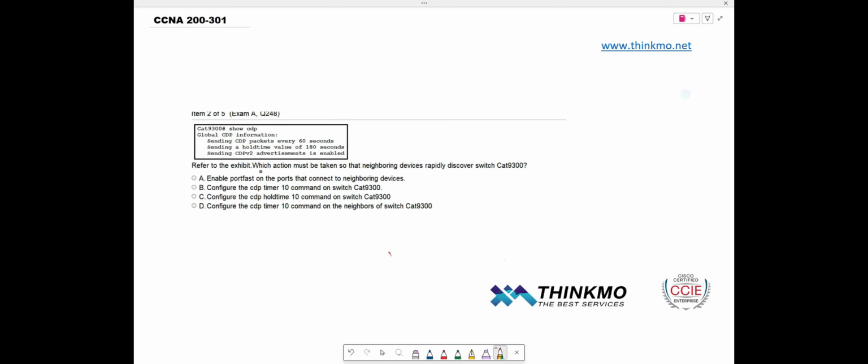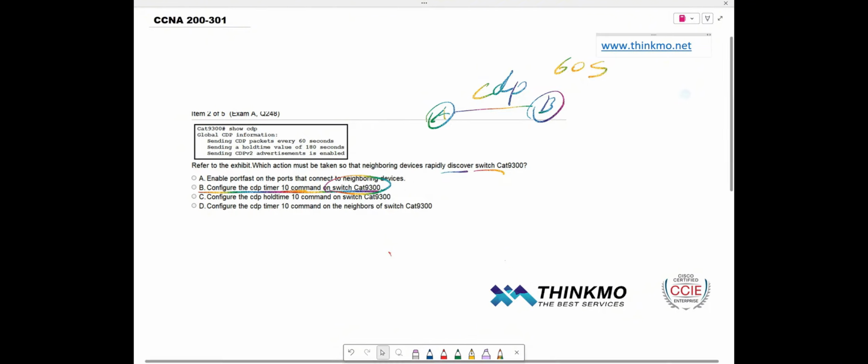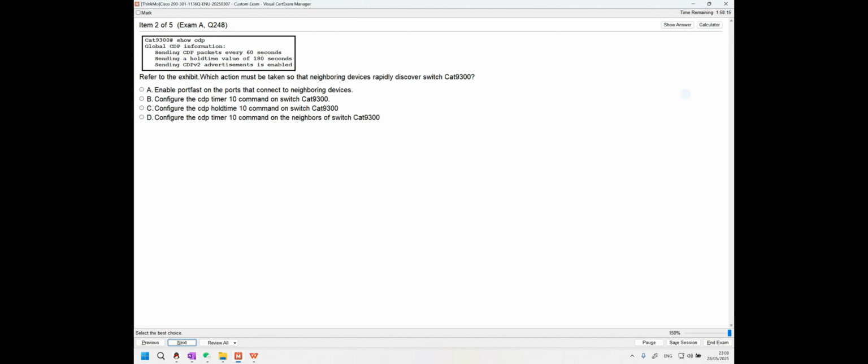It's about quickly discovering neighboring switches. For example, if A wants to discover B, the protocol used between them is called the CDP protocol. CDP is Cisco's discovery suite, and by default, it operates once every 60 seconds. So if we wanted to discover quickly, we just change the interval to 10 seconds. The correct configuration command is this one, configure it on the switch, and change the interval to 10 seconds. Let's look at the correct answer. Choose B.